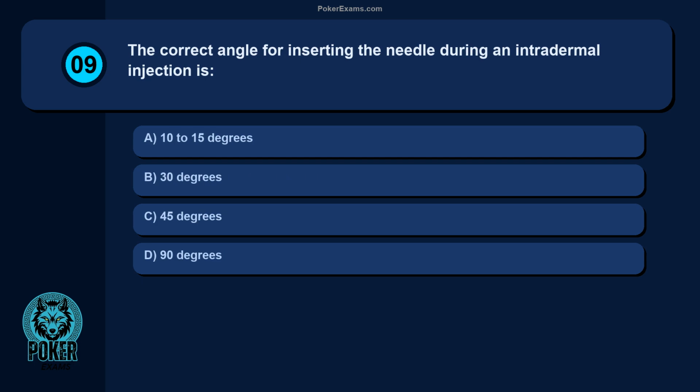Question 9. The correct angle for inserting the needle during an intradermal injection is 10 to 15 degrees, 30 degrees, 45 degrees, 90 degrees.